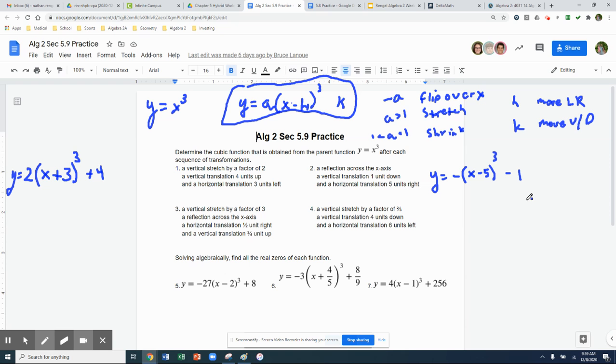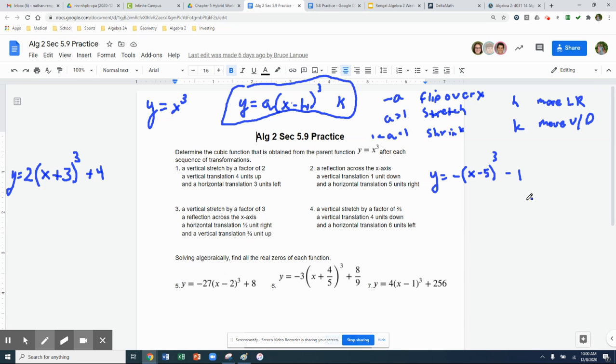So moving 5 right, 1 down, and then the negative out in front is going to mean that I flipped over the x-axis. So I know Mason asked that question, but just kind of looking at all of you, if you can just give me a head nod, is that making sense, kind of reminding you from what we did back in chapter 4 a little bit?